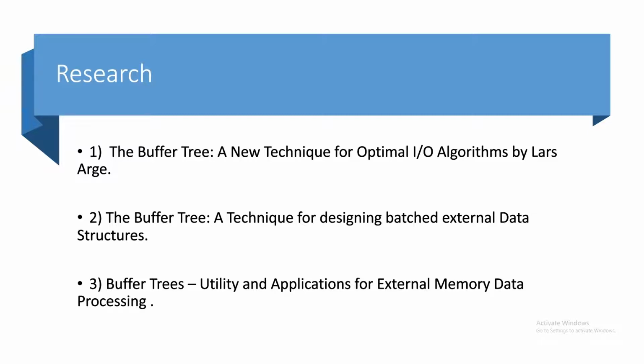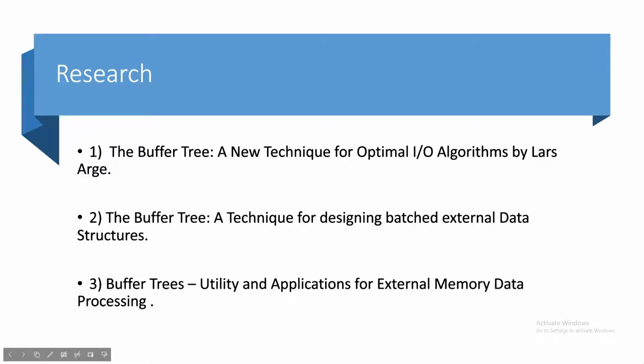Basically, the first two articles mentioned here are the ones that we have researched till now. These two articles give a good intuition as to why buffer trees should be used, why buffer trees are more efficient and more optimal than other data structures. It also describes some of the limitations that buffer trees have and how buffer trees actually use external and internal memory together, which results in memory optimization.